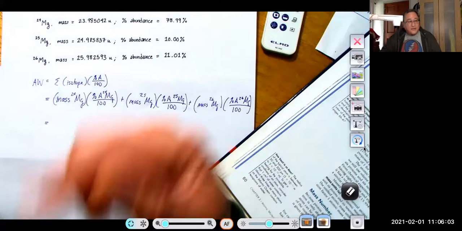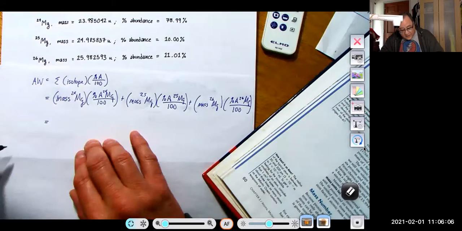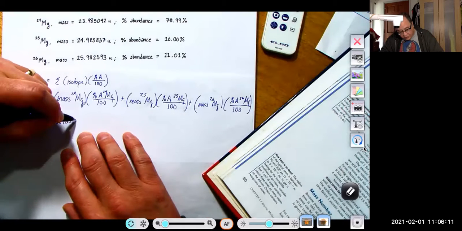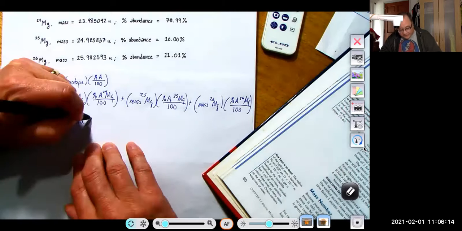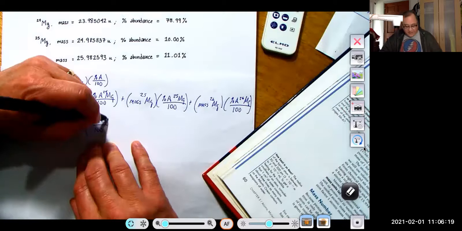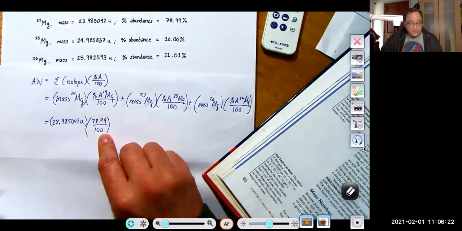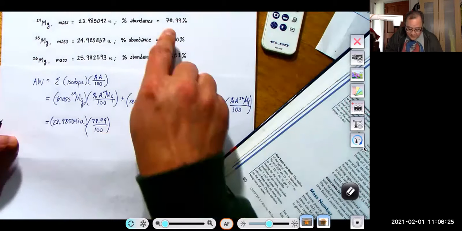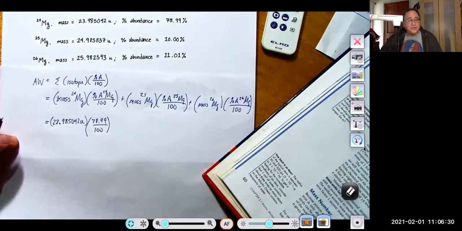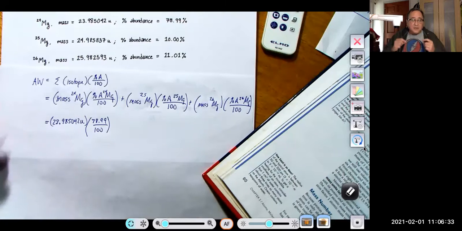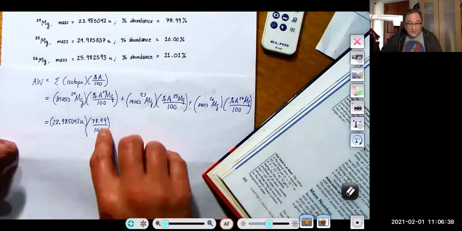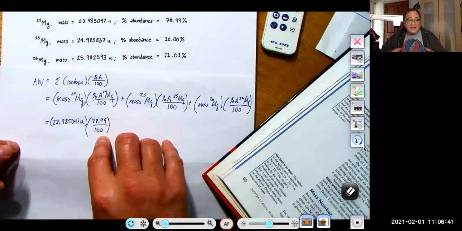This next part I would expect to see: 23.985042 u times 78.99 over 100. Now, you guys remember that I told you whenever you use a percentage, you should put it as that number over 100. And that's what I expect to see. Now, with percentages, the top unit and the bottom unit are identical, so we don't need to put the units here, because whatever unit we put on top, we put the same one on the bottom and they cancel.